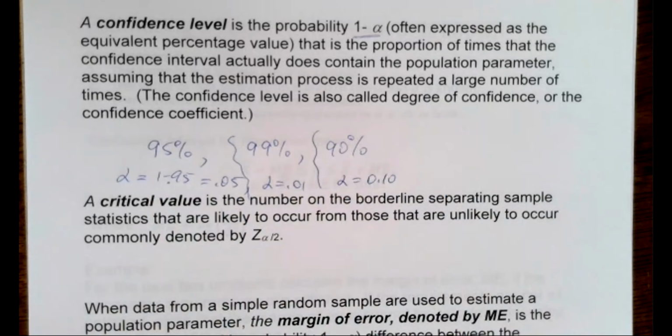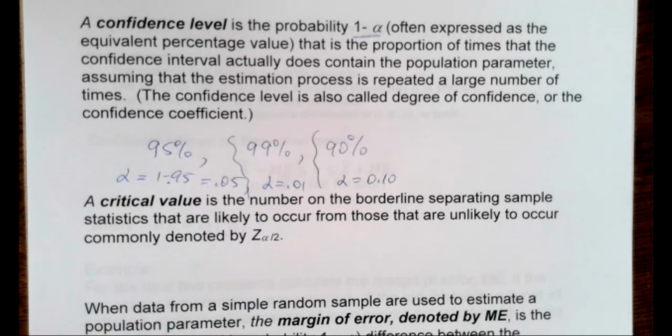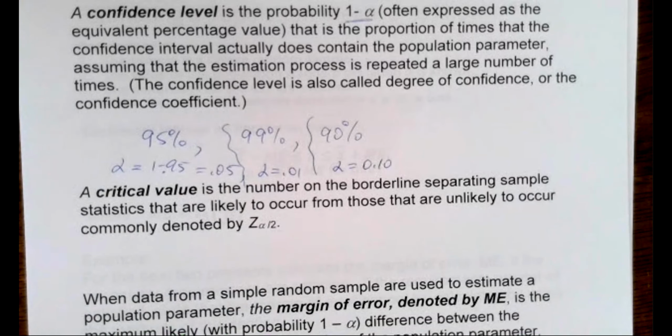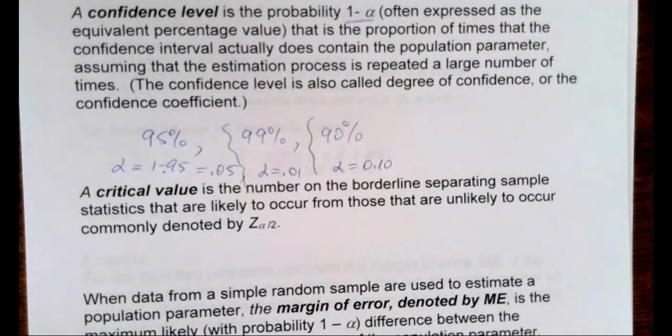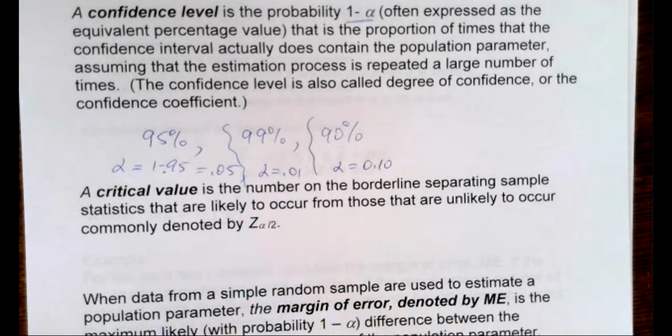Sometimes you're going to be given the confidence level, like 99% confidence. Sometimes you're going to be given alpha, just saying at alpha equals 0.01, find the confidence interval. So automatically, you know that it's going to be a 99% confidence level.